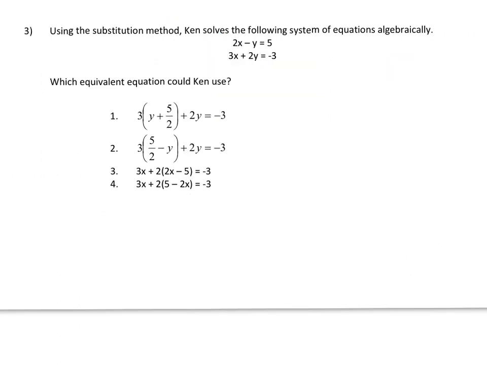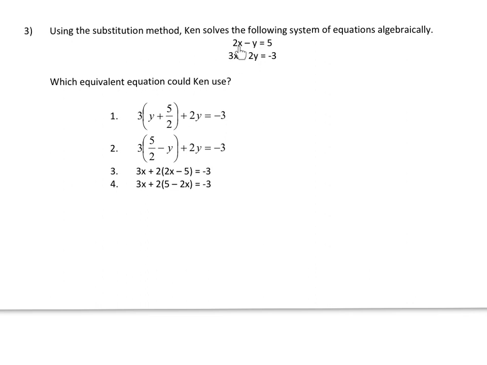All right, now number 3 says, using the substitution method, Ken solves the following system of equations algebraically. All right, which equivalent equation could Ken use? All right, well, if we're going to solve this using substitution, basically algebraically, we need to get either the x or the y by itself in one of these two equations.